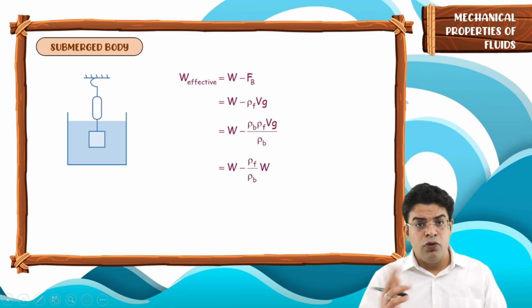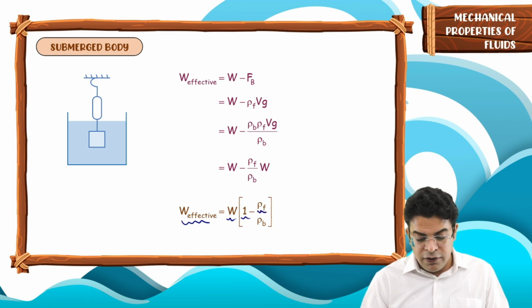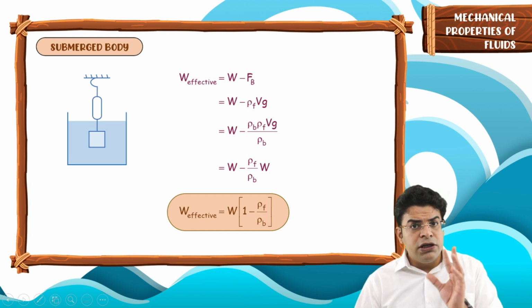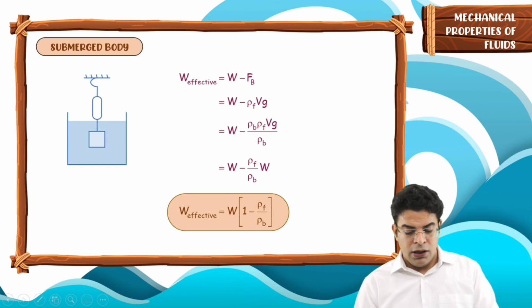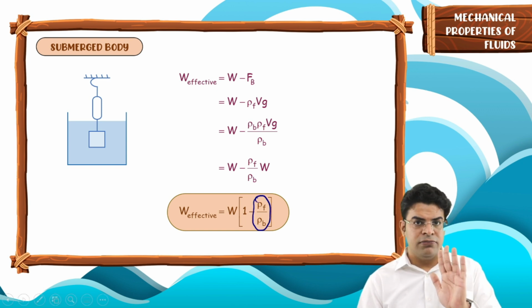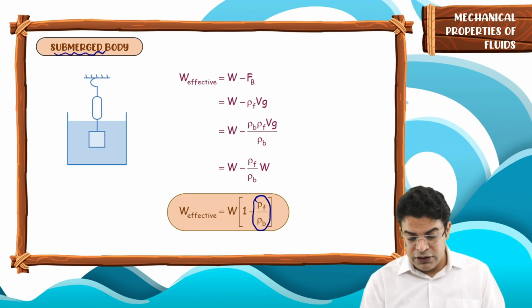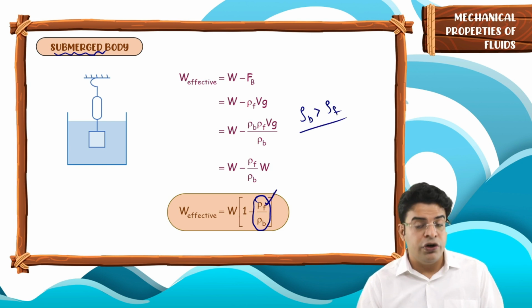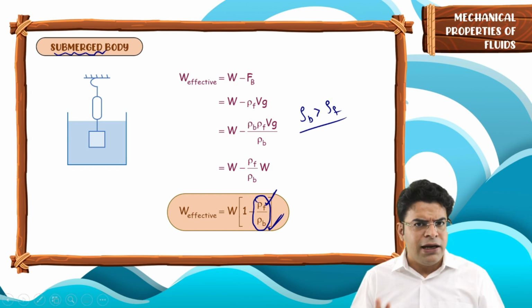So you can take W common and you will get the effective weight equals the actual weight into 1 minus density of surrounding fluid upon density of the body. Now, the only doubt that students get is which value goes where. See, this quantity has to be less than 1. And if the body is submerged, we know that the density of the body has to be more than the density of the fluid. So remember, density of fluid in the numerator and density of body in the denominator. So obvious thing, right? Let's move on.